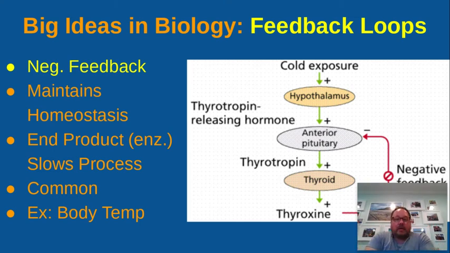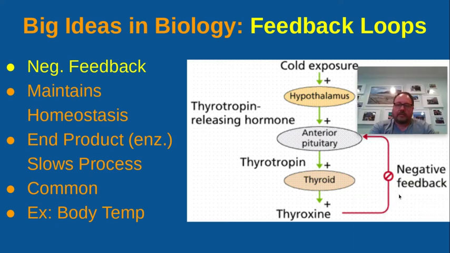Now, this is typically done through these feedback loops, most notably negative feedback. Now, on its face, negative feedback sounds bad, but in reality, it's really important because negative feedback is what typically maintains homeostasis. Now, it does this because whatever end product ends up getting created will actually inhibit its own production.